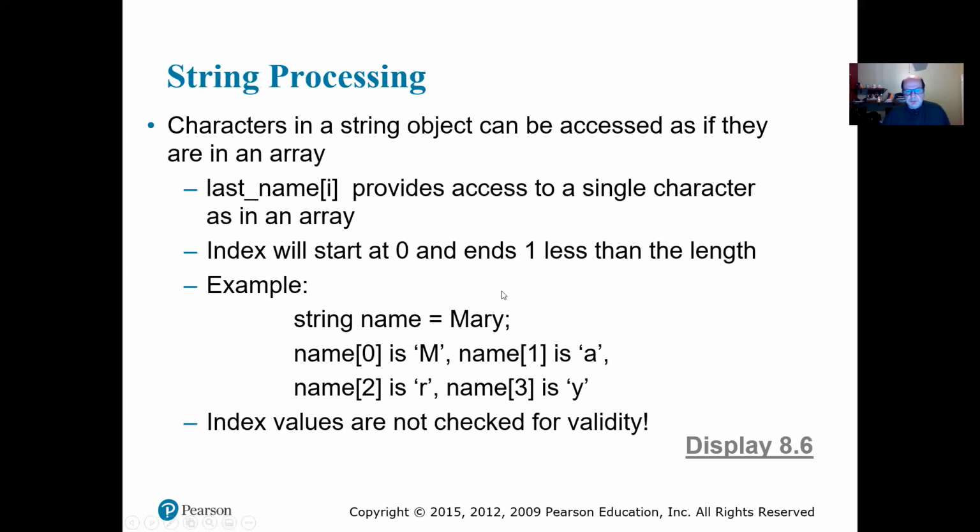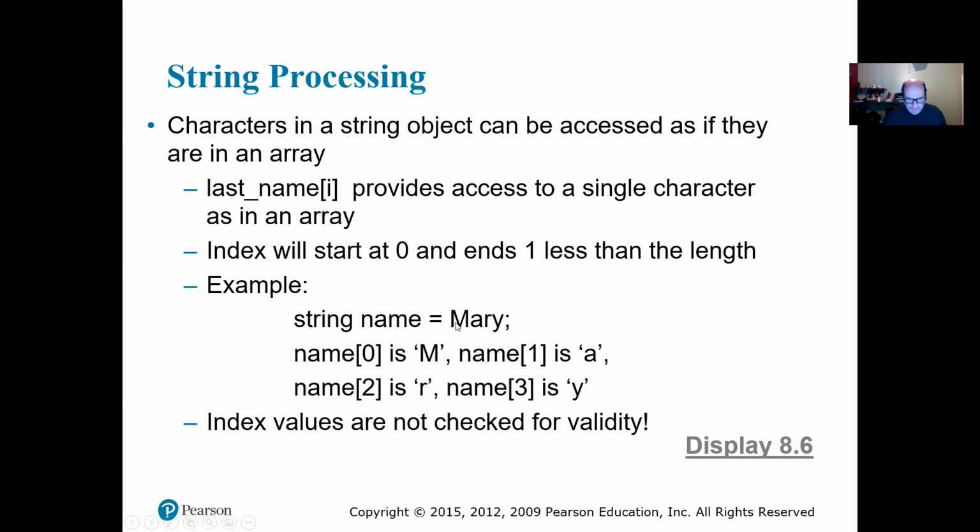So with string processing, we can use brackets. That's coming up next chapter on arrays, how this is working. But the bottom line is it's going to start at 0 and go to 1 less than the length. So if I have a name, Mary, I'm counting 1, 2, 3, 4 characters. So my index is going to be 0, 1, 2, 3. It starts from 0, ends at 3.